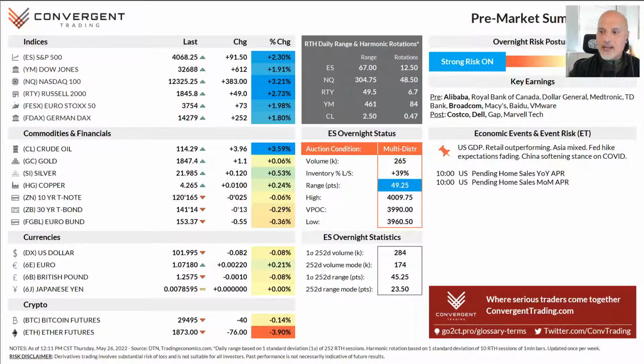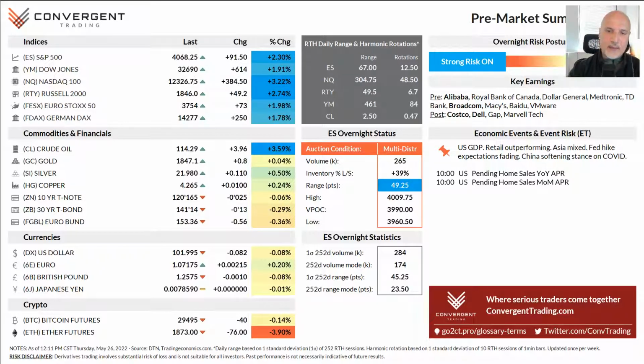And then the middle section of the page is the overnight status of the ES. What is the auction condition? Is it trending? Is it sideways? Is it multi-distribution? Is it balanced? That really impacts how we come into the market. And then how much volume had traded in the overnight session. That tells us a lot about how active the overnight session is.